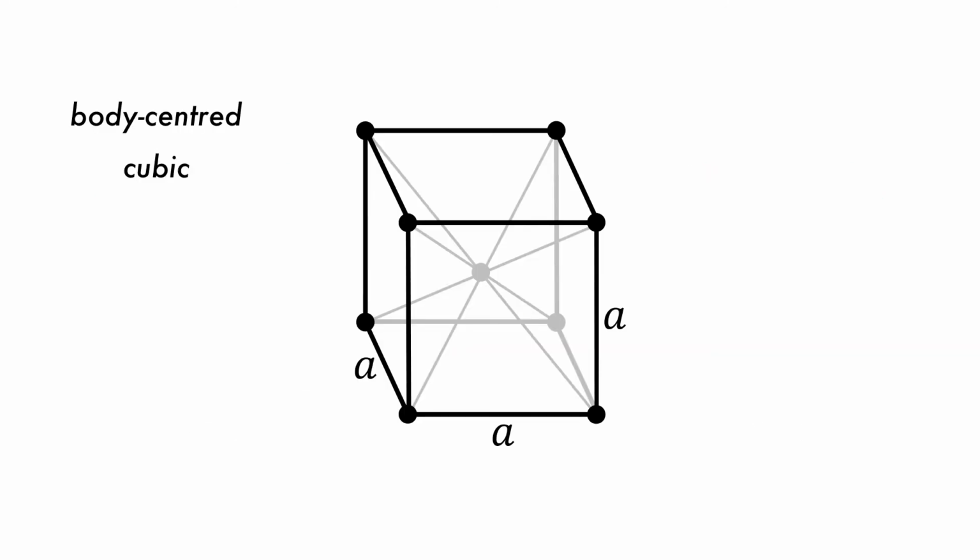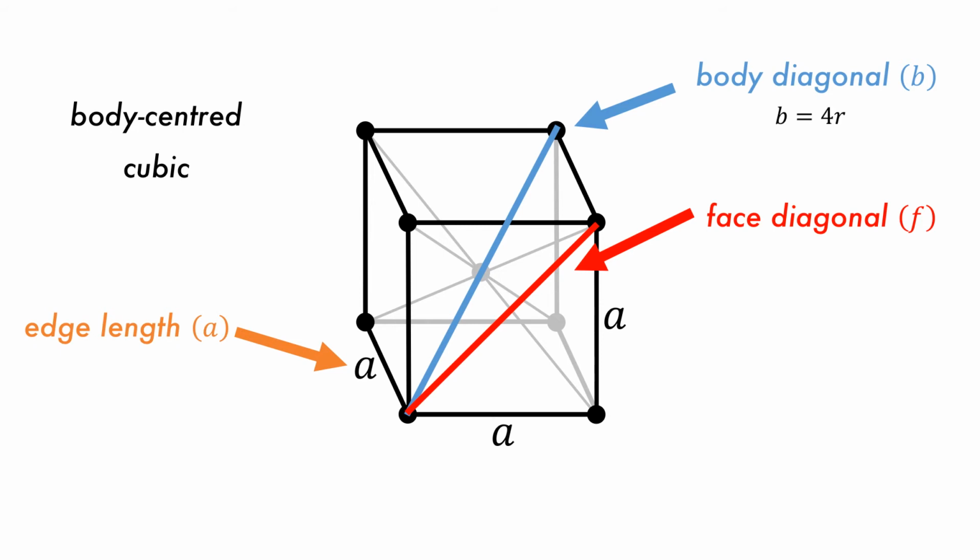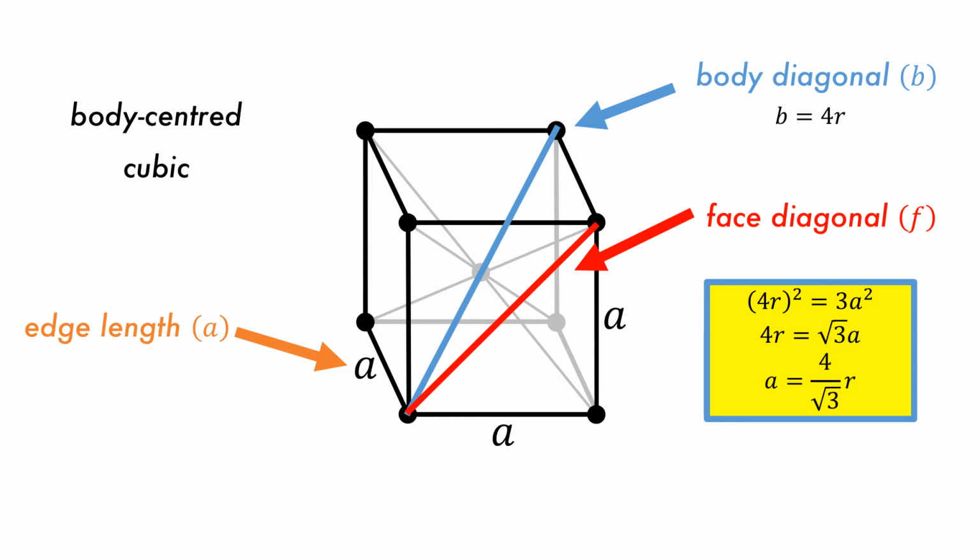To determine the edge length A, we first must determine some unit cell lengths. The direction from a corner of a cube to the farthest corner is called the body diagonal, B. The face diagonal is a line drawn from one vertex to the opposite corner of the same face. Atoms along the body diagonal B touch each other. Thus, the body diagonal has a length that is 4 times the radius of the atom, R. We can then use Pythagorean theorem to determine the relationship between R and A. This can then be used to determine the packing efficiency of BCC, which is 68%. Which is higher than that of the primitive cubic.